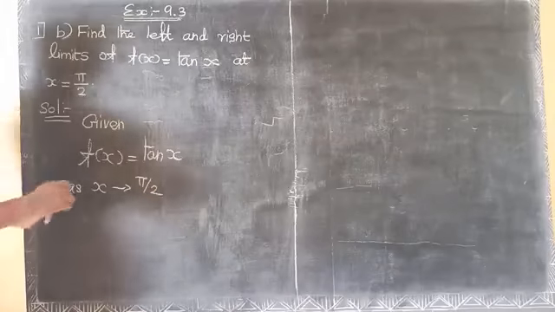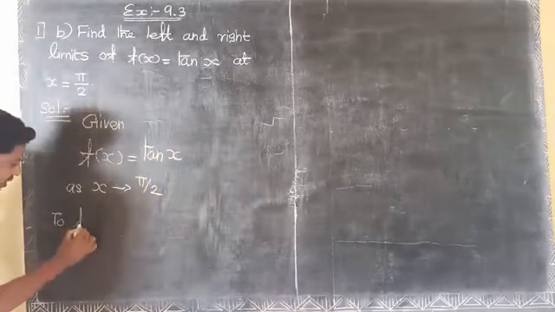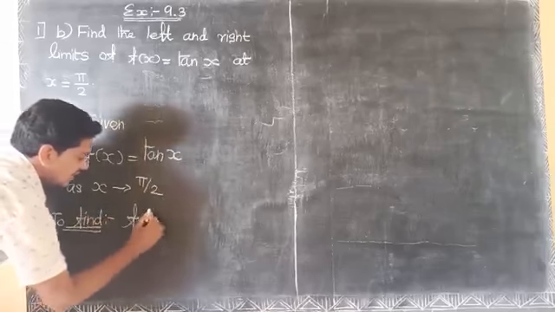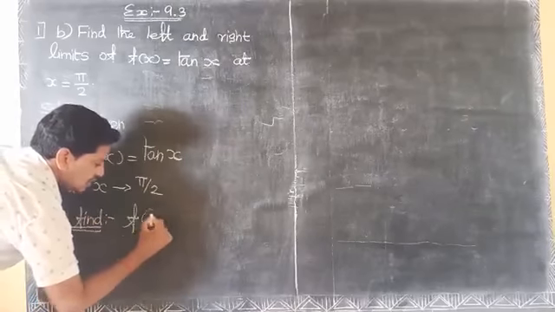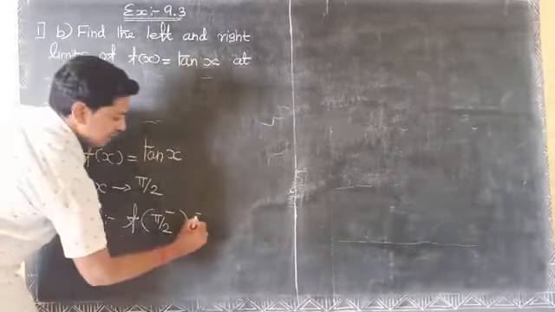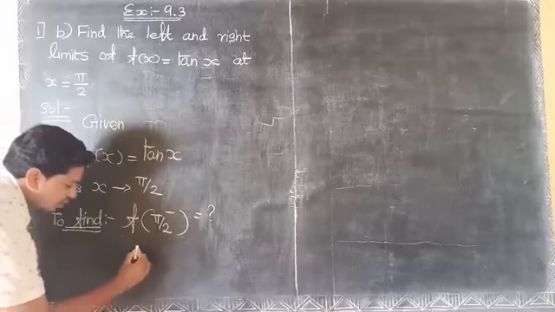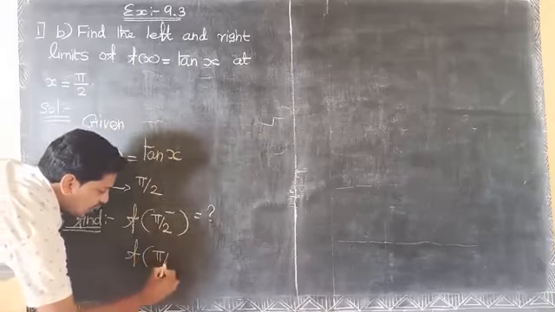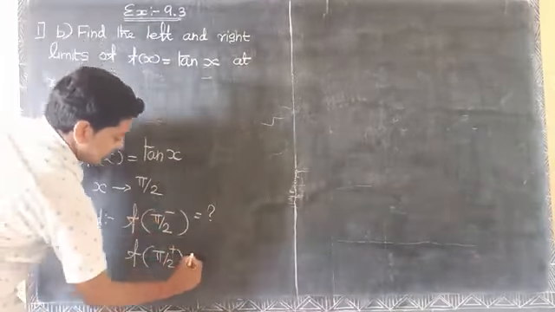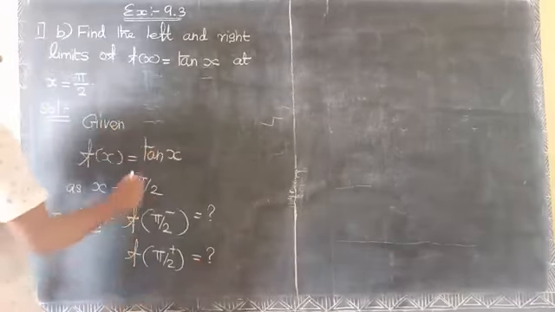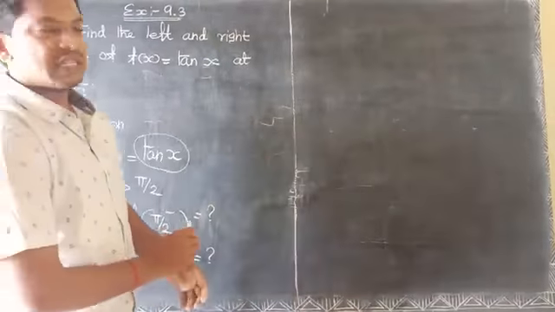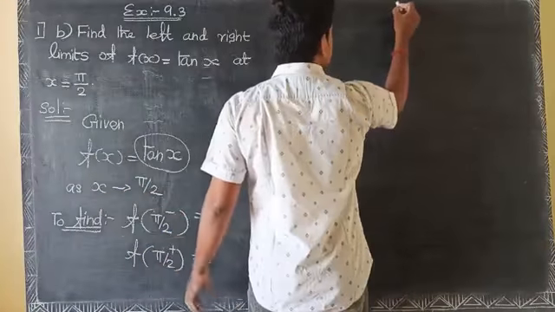To find the left and right limits: to find the left limit, x approaches pi by 2 minus, which means from the left side, and to find the other one, f of pi by 2 plus, which means x approaches pi by 2 from the right hand side. Here the given curve is f of x equal to tan x. We know the curve of tan x.